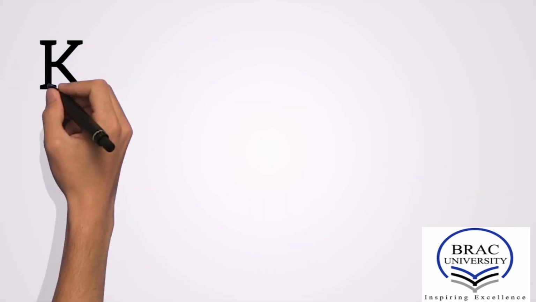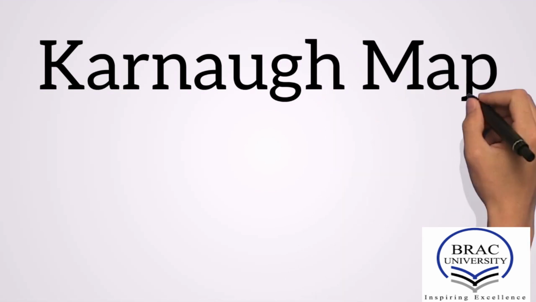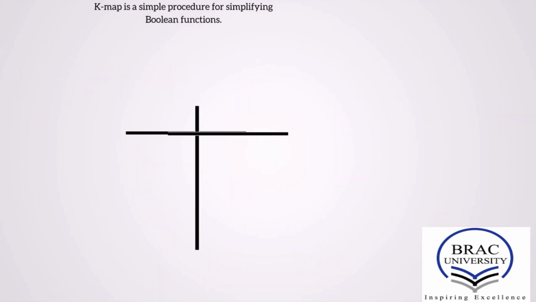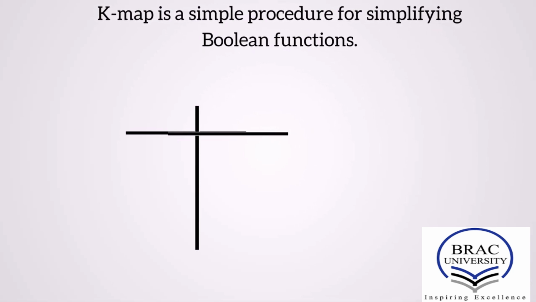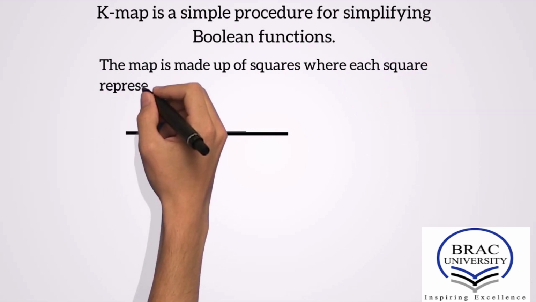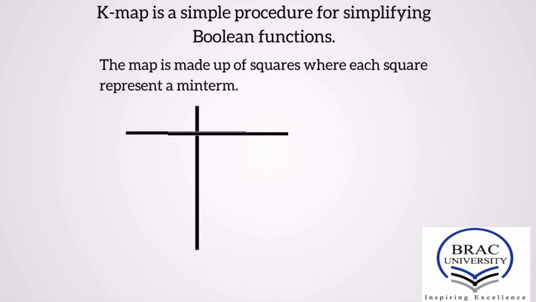In this video, we will cover Karnaugh map, also known as K-map. K-map is another simplification method of Boolean expressions. The map is made up of squares where each square represents a min term. For example, let's say we have two variables. So we will have four possible combinations.